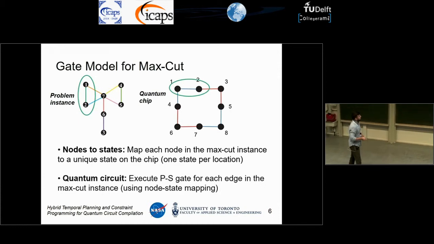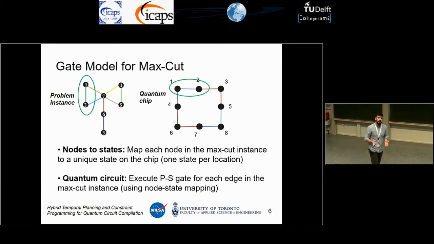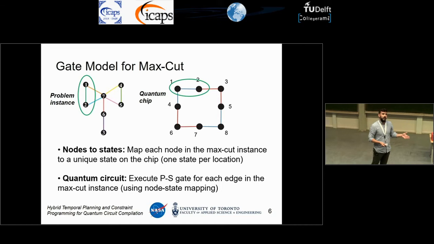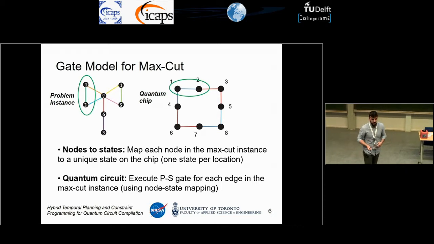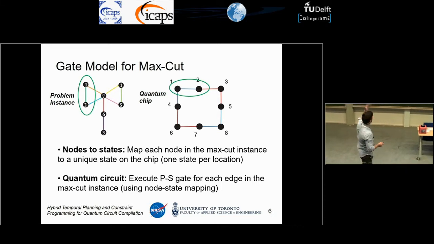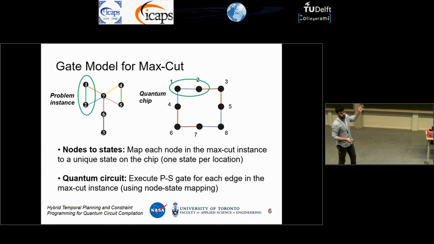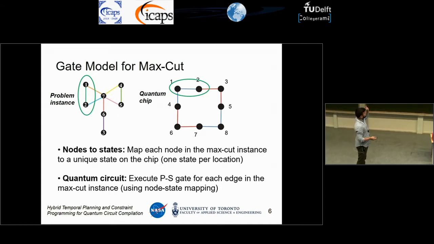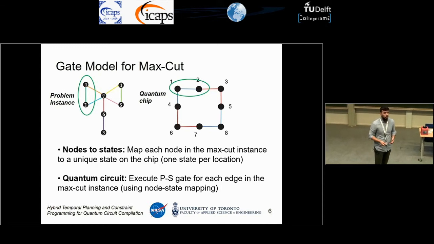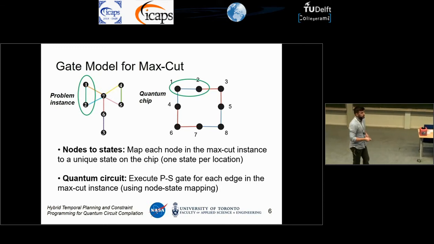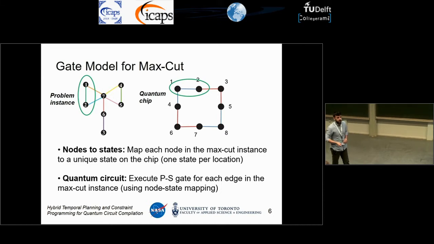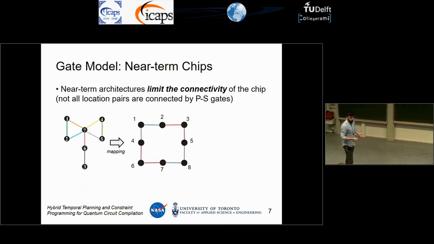And then what I need to do is I actually need to execute a PS gate on the chip for every edge I find in the max cut instance, okay? So we can see we have an edge connecting nodes 1 and 2 in the max cut instance. So I need to execute a PS gate between quantum states 1 and 2 on my actual chip. Okay, so without getting into the quantum physics, this actually shakes out to be a nice problem that we can study with planning and scheduling.